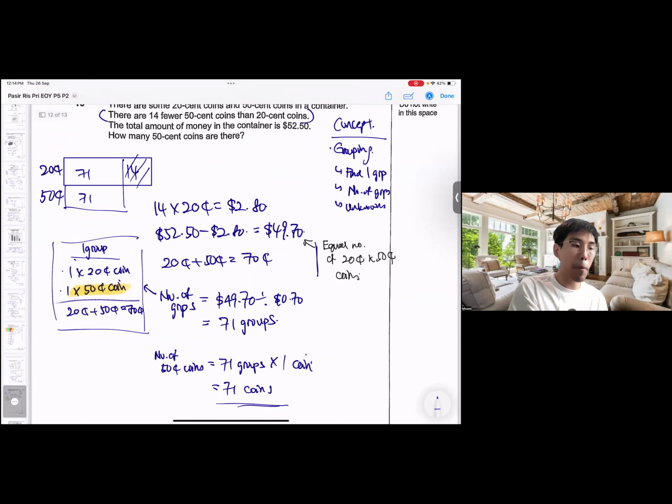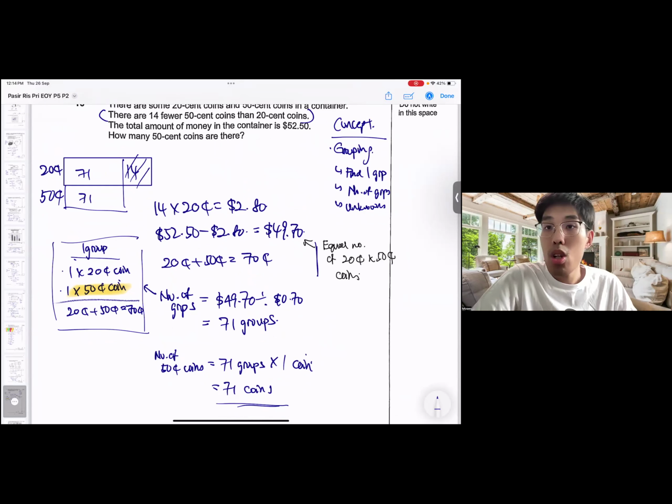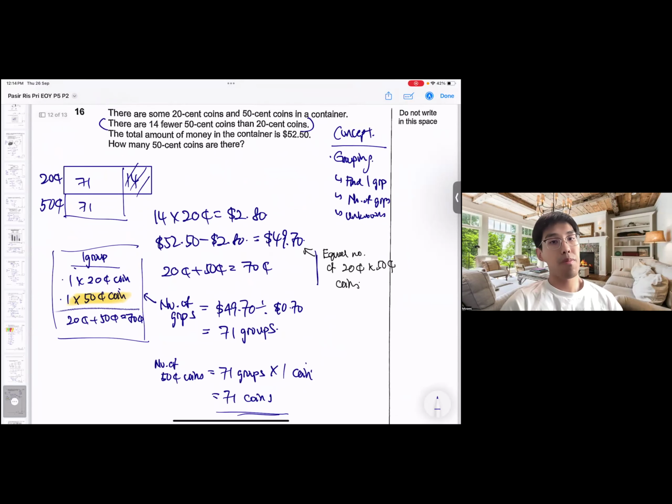So these are called grouping. Very, very common. Super common. Very popular. Make sure you must know grouping.